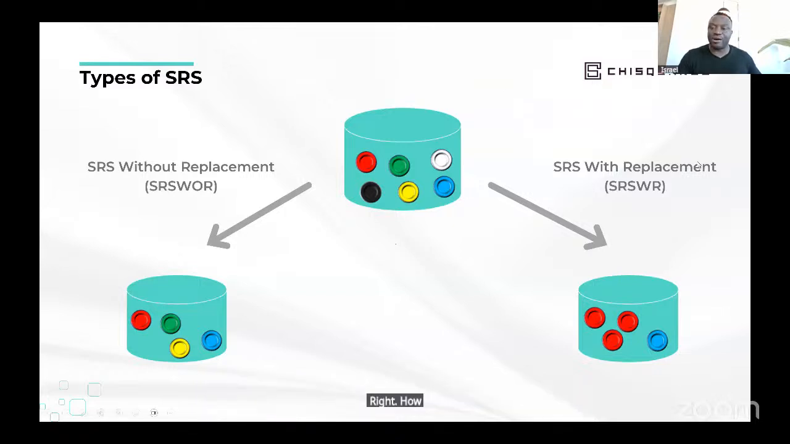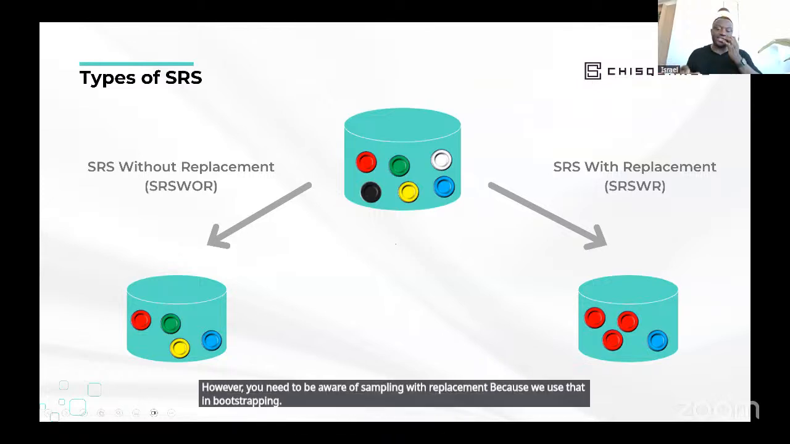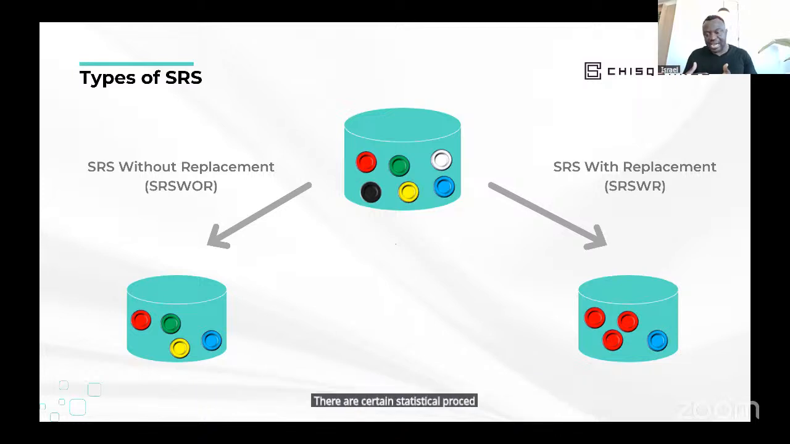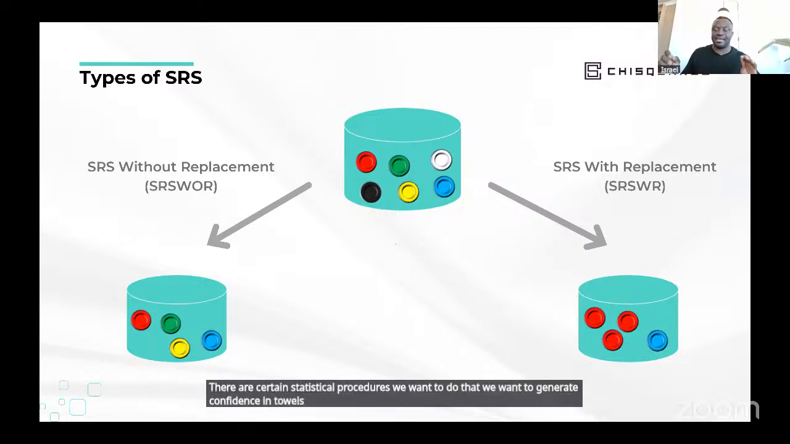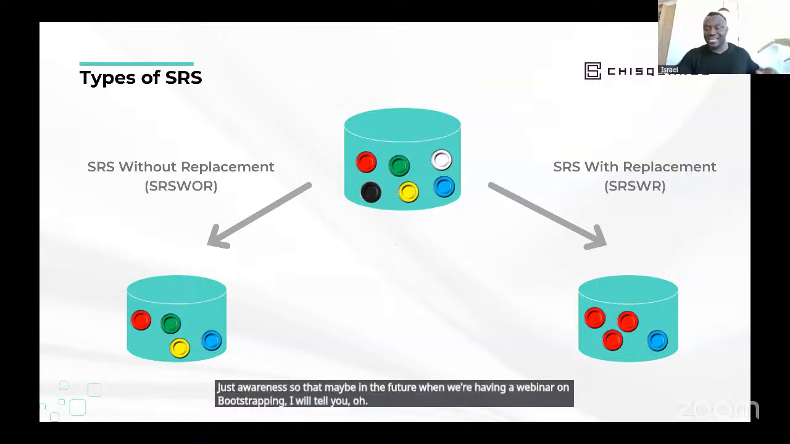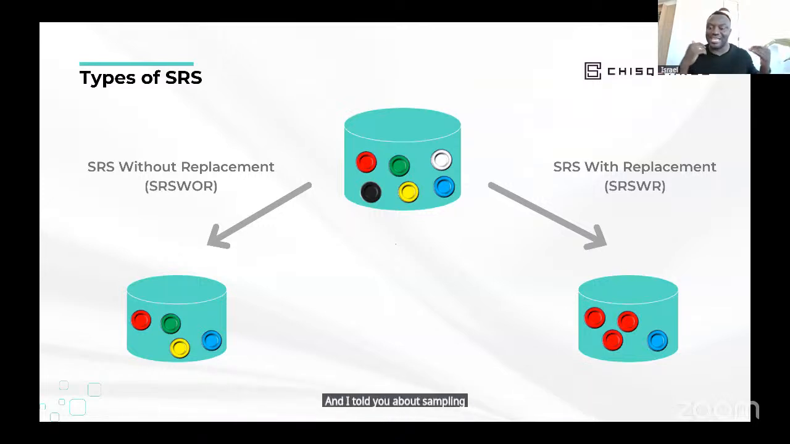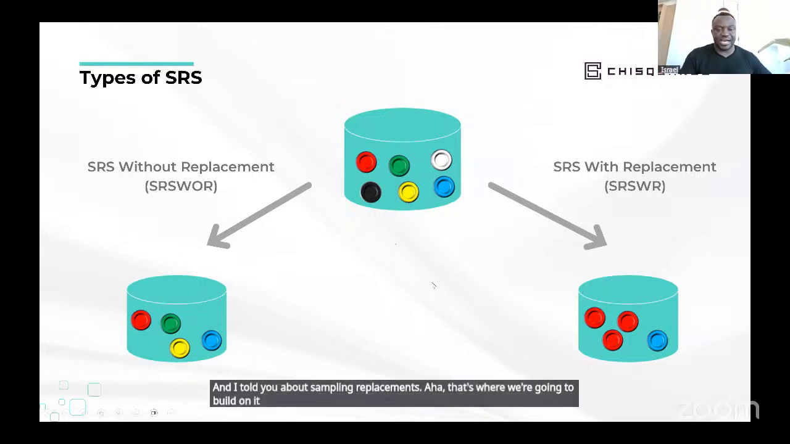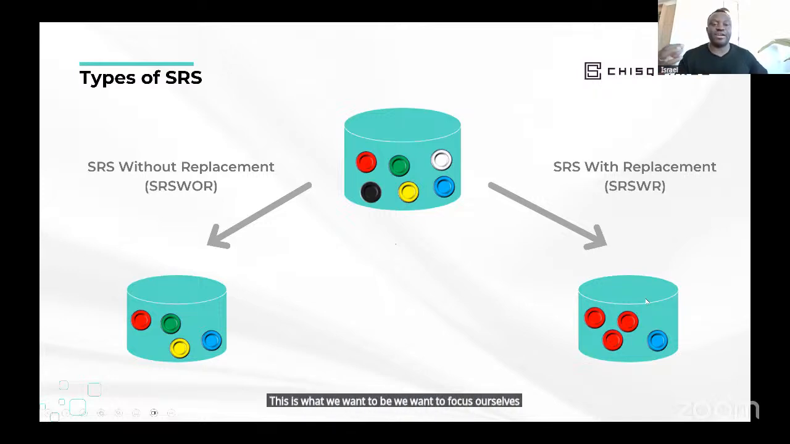However, you need to be aware of sampling with replacement because we use that in bootstrapping. There are certain statistical procedures, like generating confidence intervals, that require bootstrapping. So you should just be aware that bootstrapping involves sampling with replacement, right? I just put that in for awareness, so that maybe in the future when we're having a webinar on bootstrapping, I will tell you, oh, remember that session we had? And I told you about sampling with replacement. Aha, that's what we're going to build on. But for the sake of survey design, this is what we want to focus on: SRS without replacement.